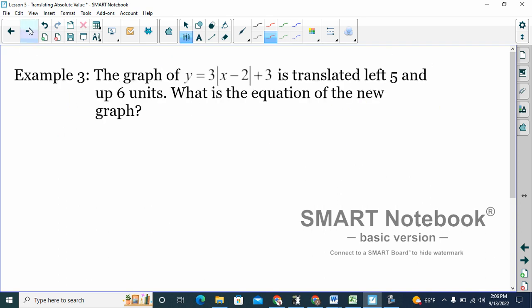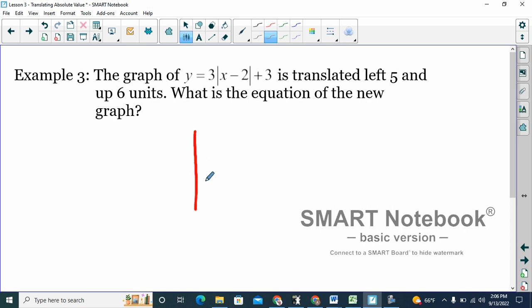Example 3 says the graph of y equals 3 times the absolute value of x minus 2 plus 3 is then translated left 5, up 6. The question wants to know, what is the equation of the new graph? So I'm given a graph. I then move that graph left 5, up 6. We need the new equation.